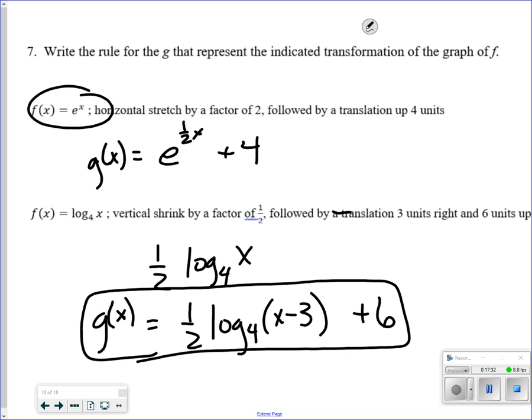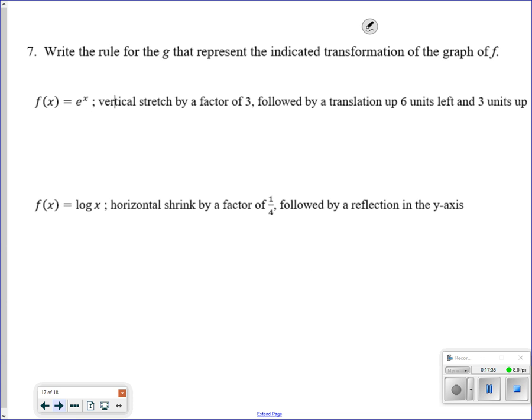Again, for those of you that are still struggling with this, write the rule for g that represents the indicated transformation. Vertical stretch by a factor of 3. If I want to go vertical stretch by 3, I need to multiply the function by 3. So I'm going to multiply the function by 3. 6 units to the left. So now I'm going to replace x with x plus 6, to the left, and then up 3. So my new g function.